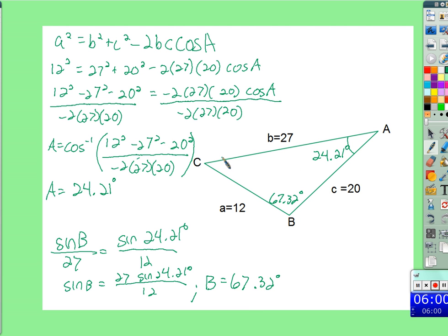Okay, so that's 67.32. So can someone quickly tell me how big this angle is? 88.47. Now, if we're not investigating too much into this triangle, it seems like we did everything right. We got all the angles and sides and everything. But can anybody look at that triangle and tell me what's wrong with it? Jade?